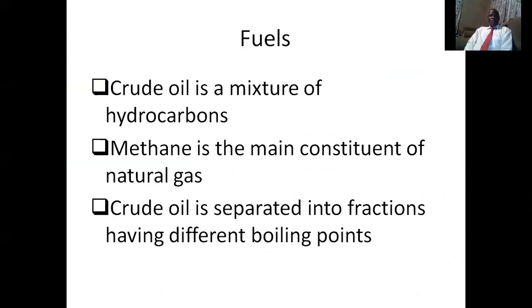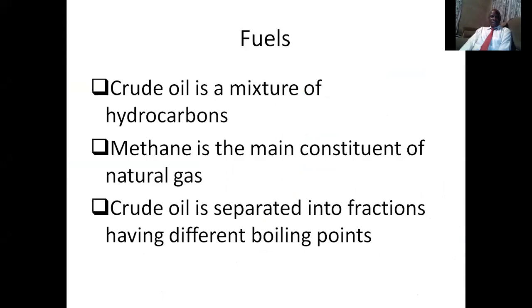Fuels are made from crude oil, which is a mixture of hydrocarbons. And so we are aware that hydrocarbons, because they do not have double bonds, burn very much, and that's why they are used as fuels. Methane is the main constituent of natural gas. It's very important to know that methane is the main constituent of natural gas.